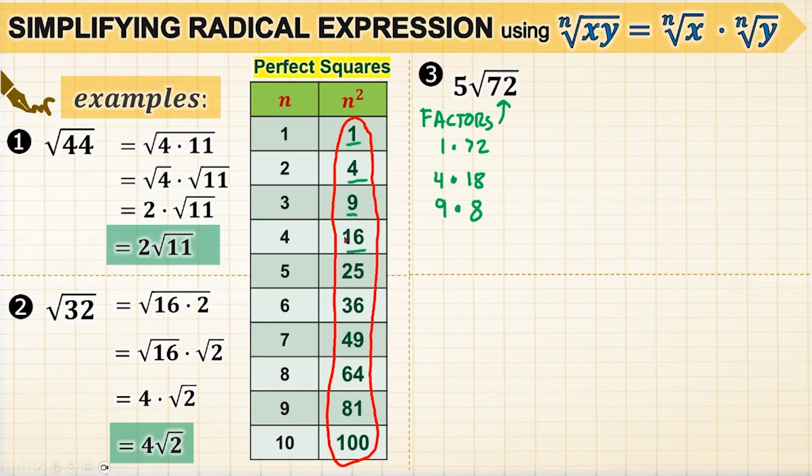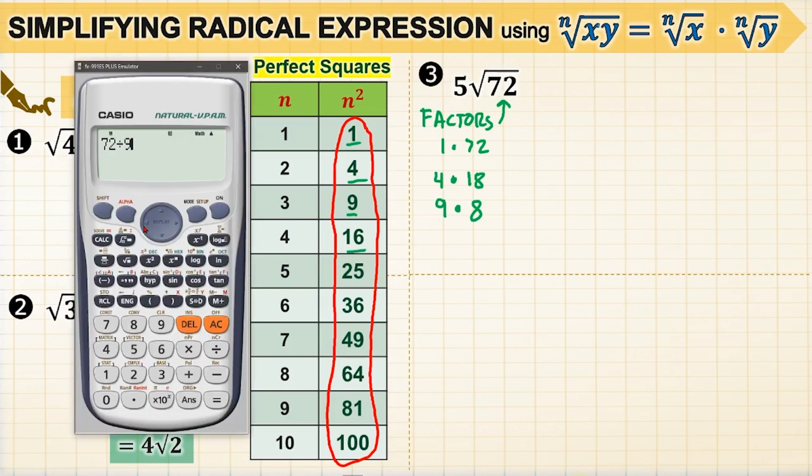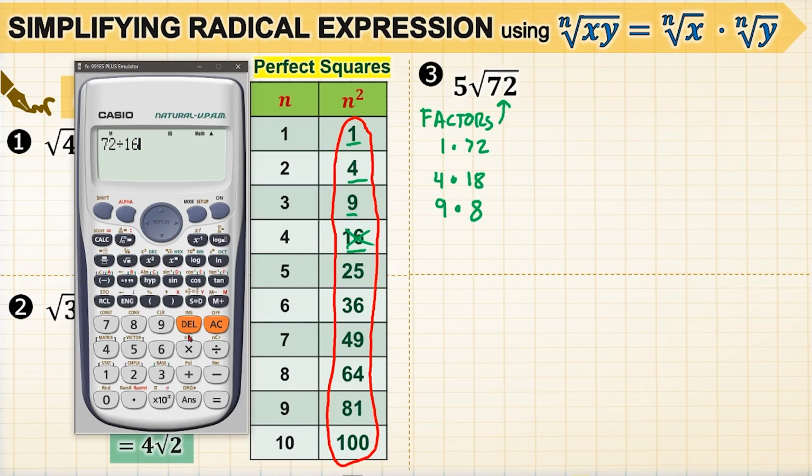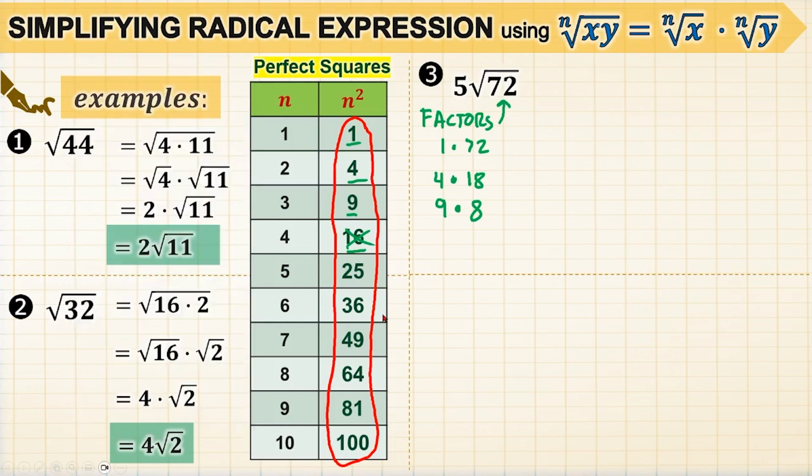Next, try natin. Can 16 be a factor of 72? So, let's divide 72 to 16. As you can see, magiging fraction or decimal yung lalabas. So, that means 16 could not be part of the factors of 72. Next, let's try 25. I think hindi rin naman ito. So, 72 divided by 25, hindi rin pwede.